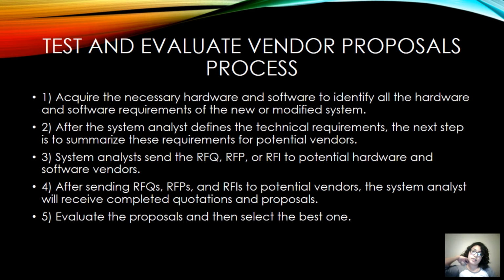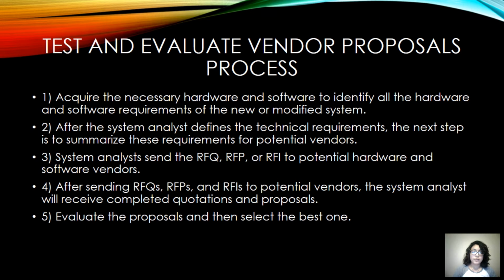Now there's a list of steps in which you test and evaluate the vendor proposals. The first step is acquiring the necessary hardware and software to identify all the hardware and software requirements of the new modified system. And the 3 techniques that I explained, those are part of step 1. Number 2, after the system analyst defines the technical requirements, the next step is to summarize these requirements for potential vendors. And then from there, system analysts send the RFQs, the RFPs, or RFIs to potential hardware and software vendors.